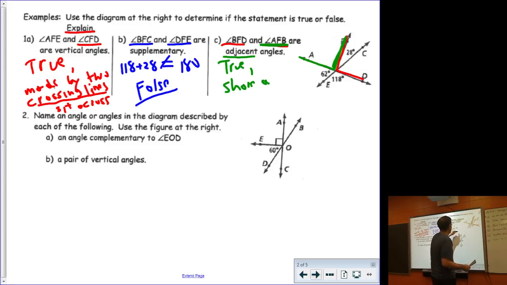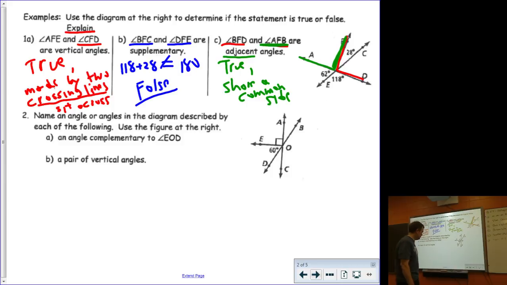Share a common side. Number 2, name an angle or angles in the diagram described by each of the following. Use the figure at the right.